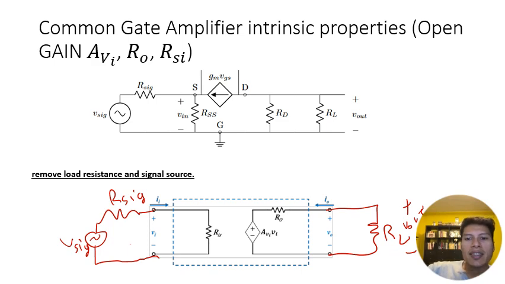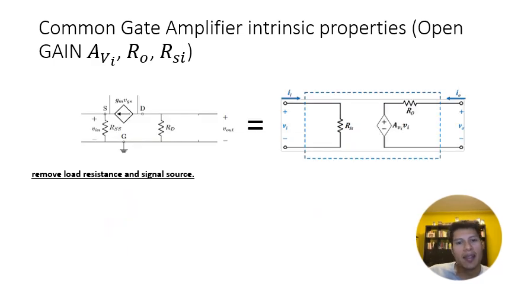So to find the intrinsic properties, we're going to remove RL, or treat it as infinite, and remove R sig and V sig. And this will be our input, and this will be our output. So that's what I show in this next slide. So we just opened our load, and then we remove the V sig and R sig. So now we're going to find the gain.